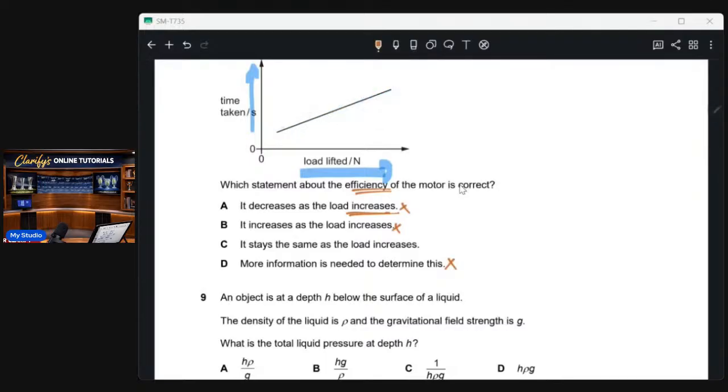Time taken goes up as the load increases. The higher the load, the more the time. So now the question was again, what can you say about efficiency? Okay, let me not rush to say it is constant. It stays the same as the load increases. It can change at some point because the graph is not complete. So let's just say more information is needed. I'll put this as more information, not C.